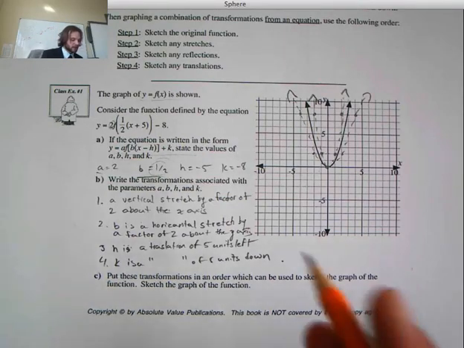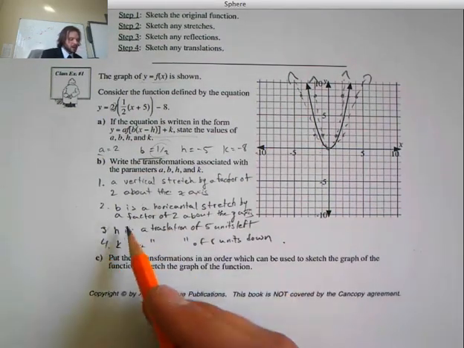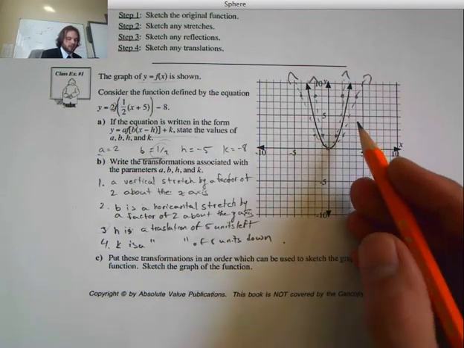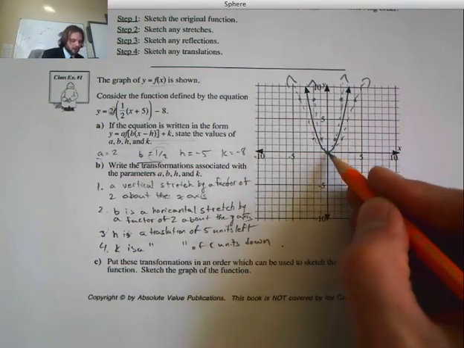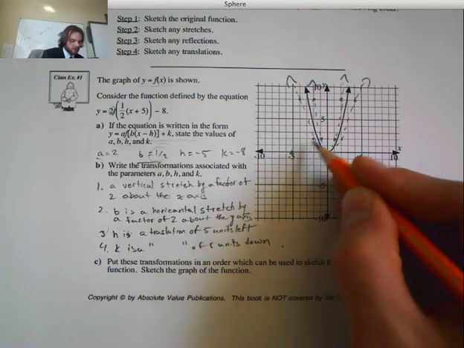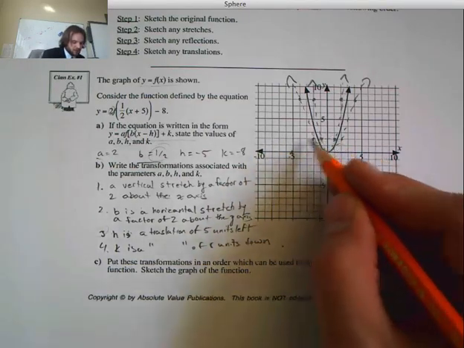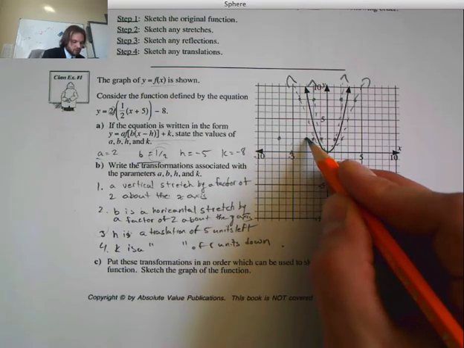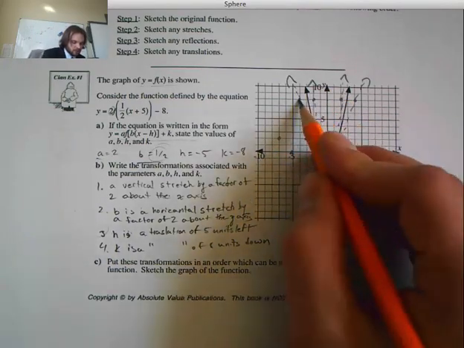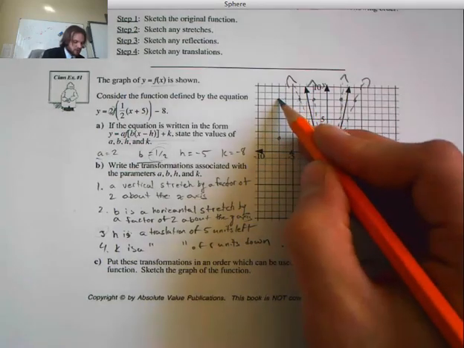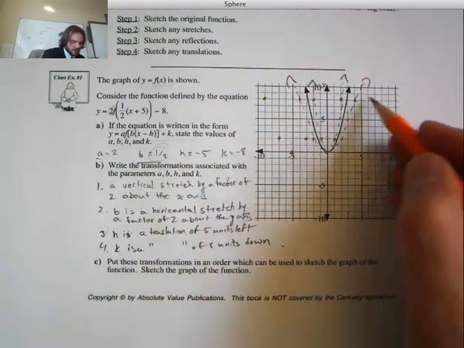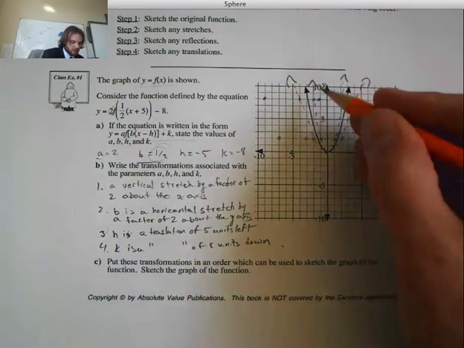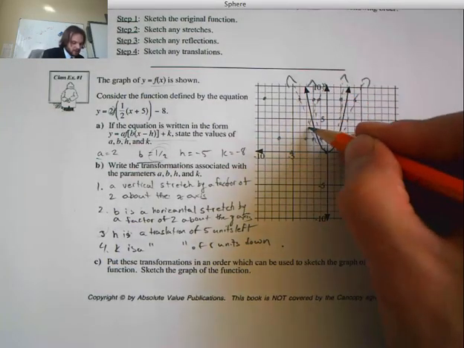Next one is we're going to look at number 3. h is a translation of 5 units left. So we're moving this whole graph, everything, 5 units left. So that's going to go there. This one is 2 away from there, so we must go 2 away. And here, 2 away. This one must go 5 units left: 1, 2, 3, 4, 5. And this one must go 5 units left, so it's just going to be right there. So my new graph is looking like this.